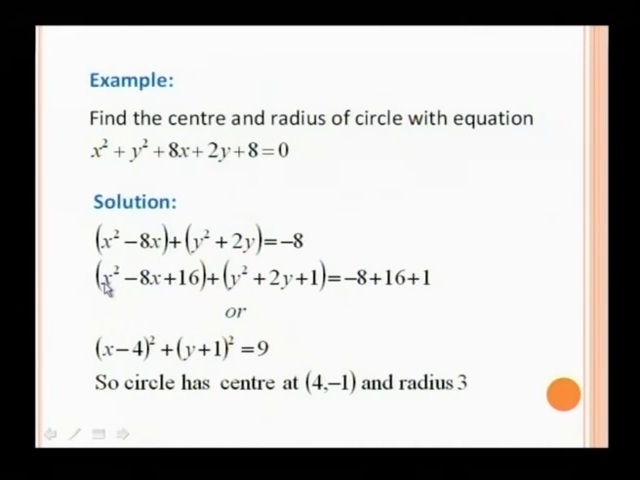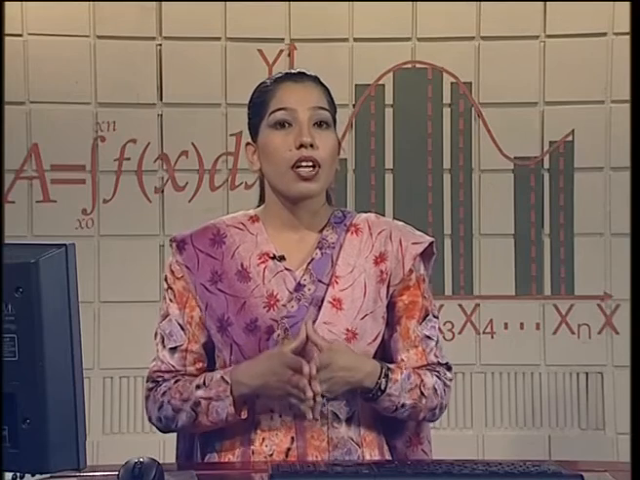Now by simplification, we get x² - 8x + 16 as (x - 4)², and y² + 2y + 1 as (y + 1)², and -8 + 16 + 1 gives you 9. So the circle has center (4, -1) and has radius 3, where the equation of the circle was x² + y² + 8x + 2y + 8 = 0.